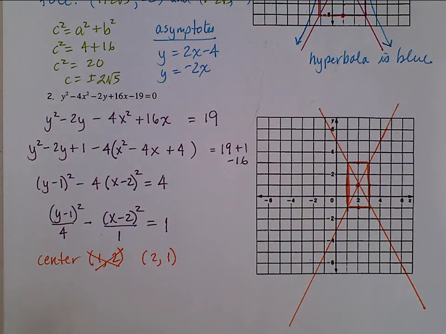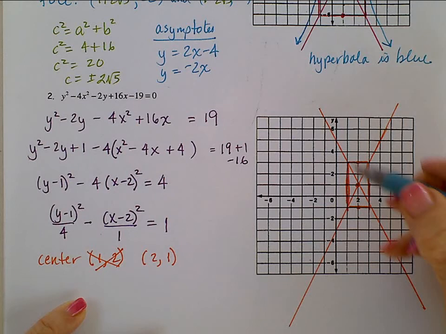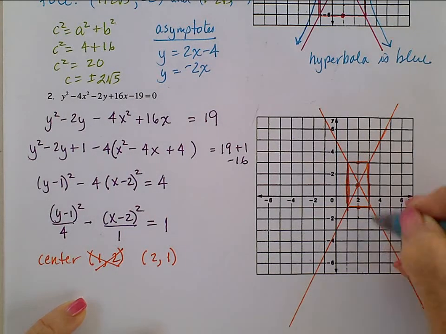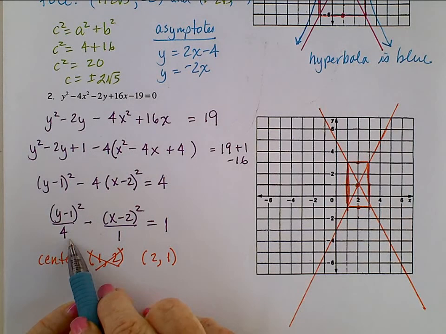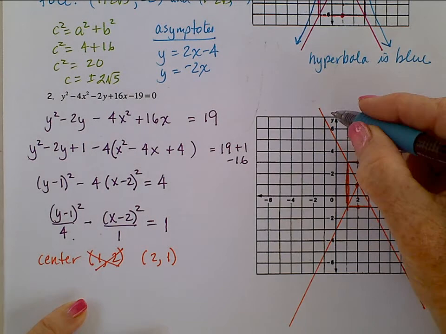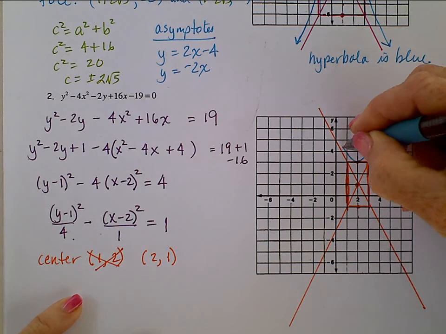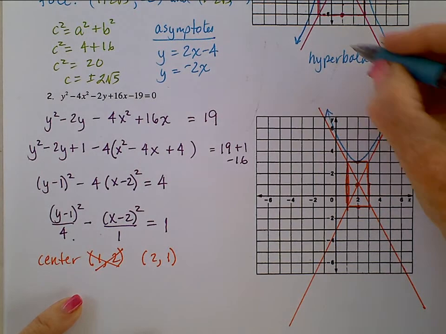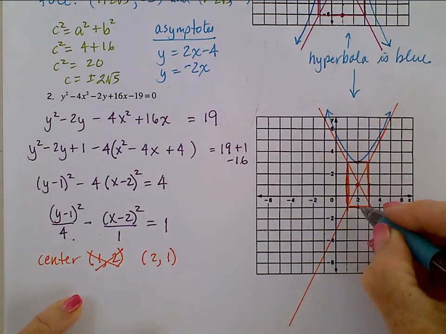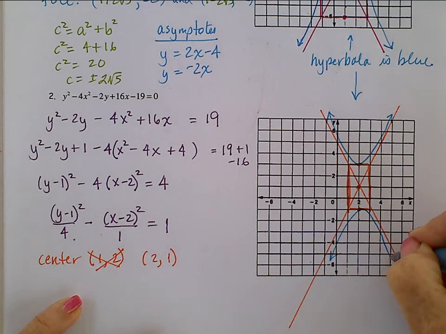Now the hyperbola, the branches could either go sideways, like we did in the last one, or they could be the up and the down ones. So we look to see which quantity is first. The y's are first, which means we're going to open up and down. And my hyperbola is blue again, and this just curves out toward those asymptotes.